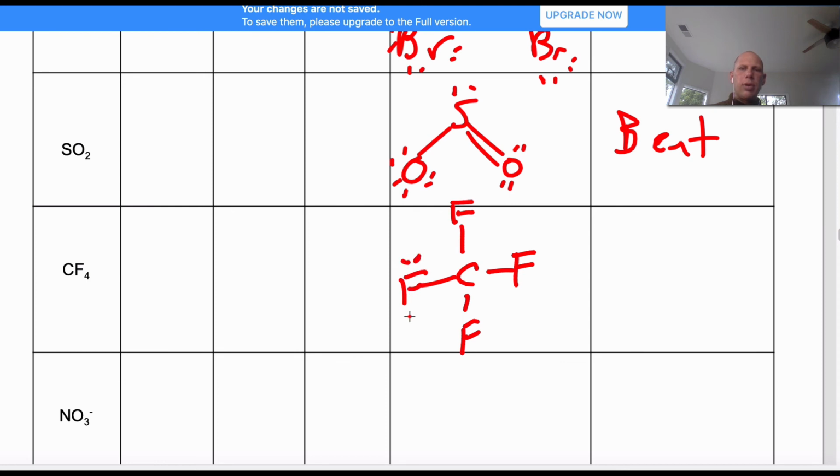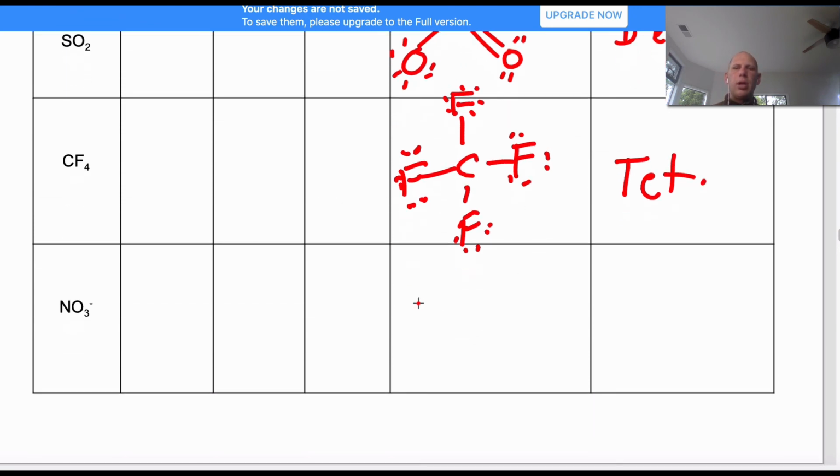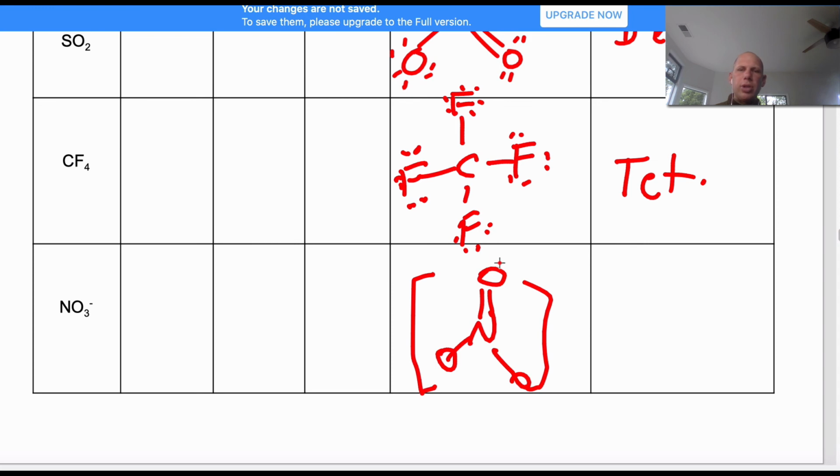Okay, so as I do this, you probably should pause me and make sure that you got it right. Okay, now in this case, you have four things, no lone pairs, so that is going to be your tetrahedral. I'm just going to write tet. NO3. Boom. For the sake of time, I'm not going to be drawing the lone pairs on the external atoms, but I need you to. Okay, so there's three things attached, no lone pairs. So that's going to be T planar.